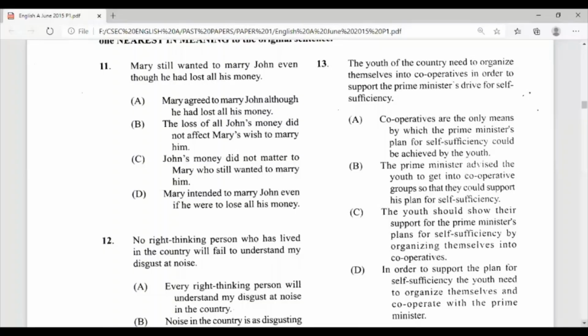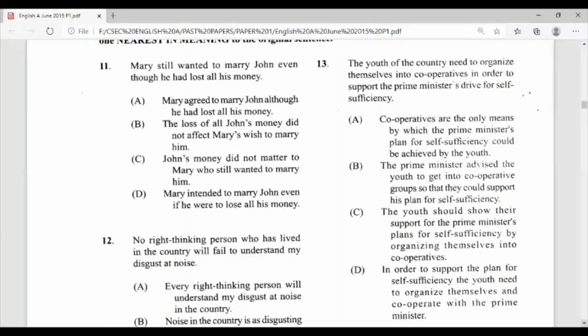So let's look at our options. A, cooperatives are the only means. Already we are seeing that this one isn't right, because never did it say that this was the only way that they could show their support, right? So no. B, the Prime Minister advised the youth. Did he actually say that this is what they should do? No, didn't get that in the original sentence at all. C, the youth should show their support. Okay, that's how they will show their support, by doing what? Organizing themselves into cooperatives. That sounds like it, but let's look at D.